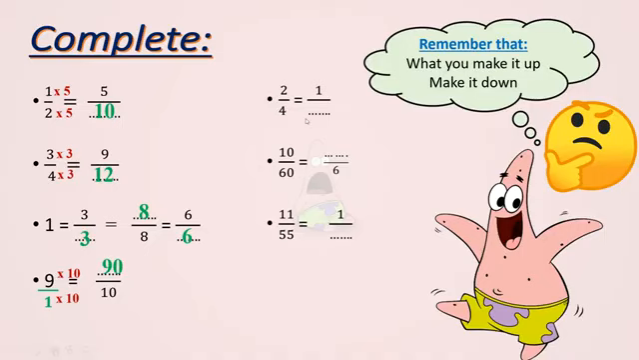Okay, let's move to 2/4. 2/4 is equivalent to 1 over what? First, ask yourself, this is the numerator. Does 2 get bigger or smaller? Yes, it gets smaller. That means I'm going to divide, right? Okay, 2 divided by what equals 1? Yes, 2 divided by 2 equals 1.